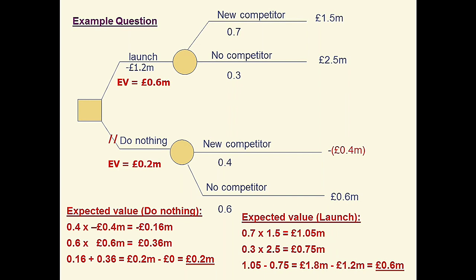We do mention the expected values on a tree diagram. If we are asked to draw a tree diagram, we mention it on the tree diagram. So the expected value for launch is 0.6 million.